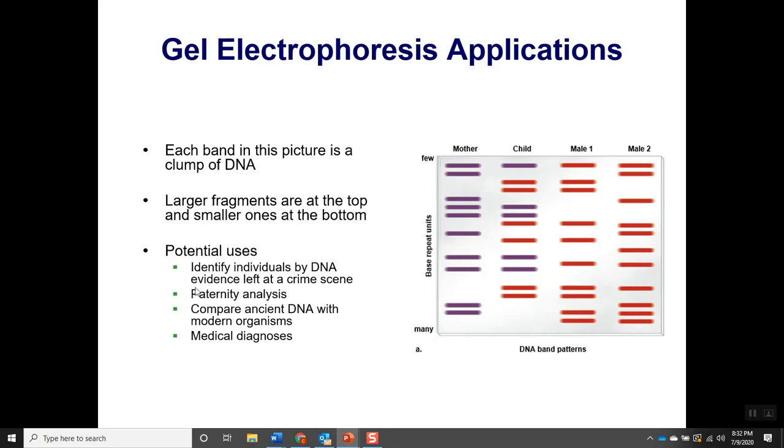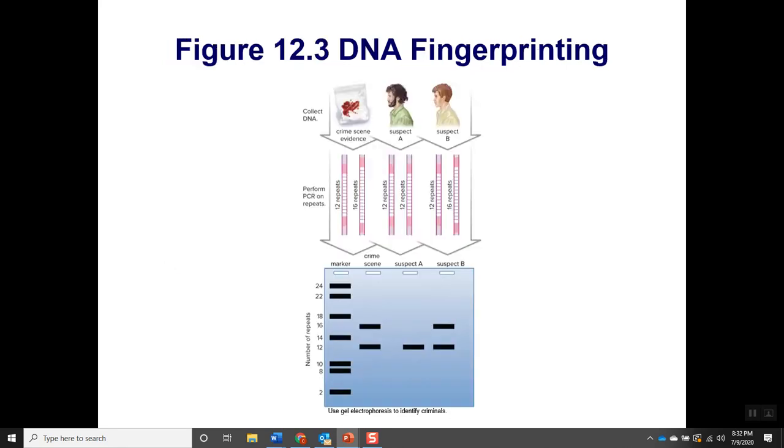There are some other additional potential uses. So besides paternity analysis, we could also utilize the same procedure with analyzing DNA found at a crime scene. We can compare different organisms, even those from ancient times, if we have fossils that have retained DNA. We can use it for medical diagnoses for some genetic diseases as well.